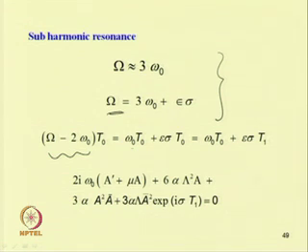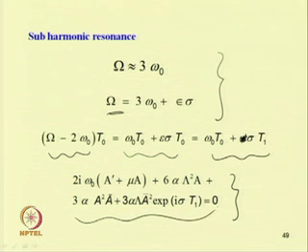So, this becomes omega 0 t 0 plus epsilon sigma t 0. As epsilon t 0 is equal to sigma epsilon T0 equal to T1, we can write this equal to omega 0 T0 plus sigma T1. So, this term can be written in this way, omega 0 T0 plus sigma T1, and substituting that equation leads to the secular term. So, this term has to be eliminated from that equation.